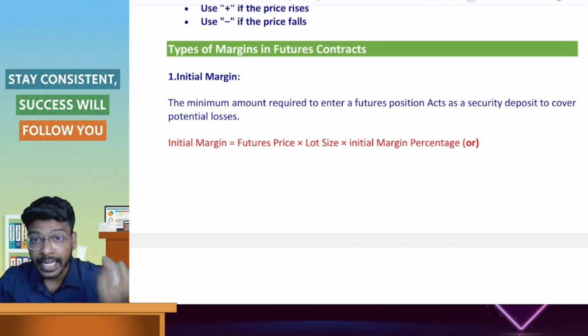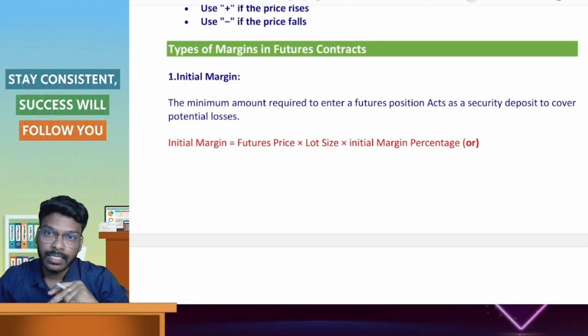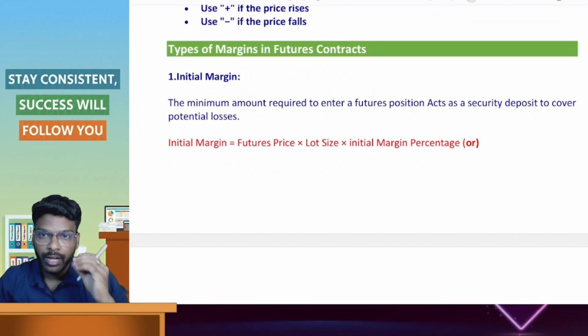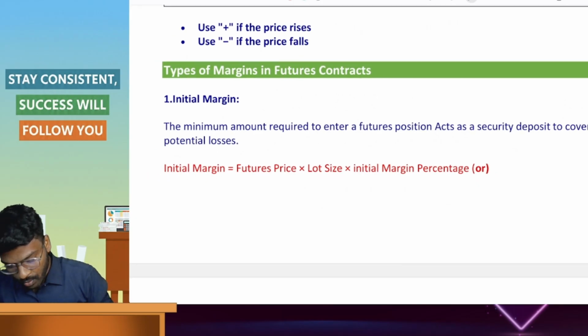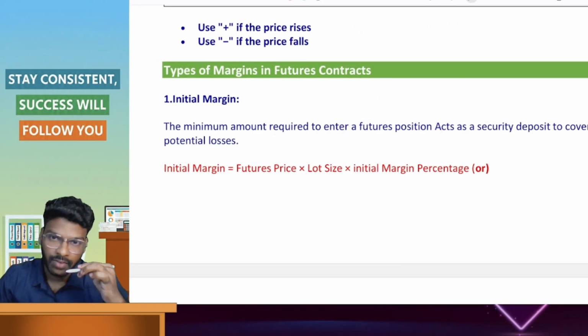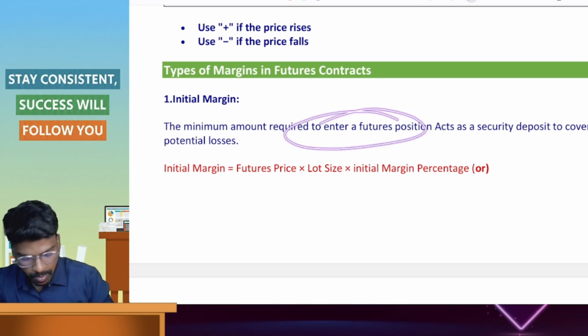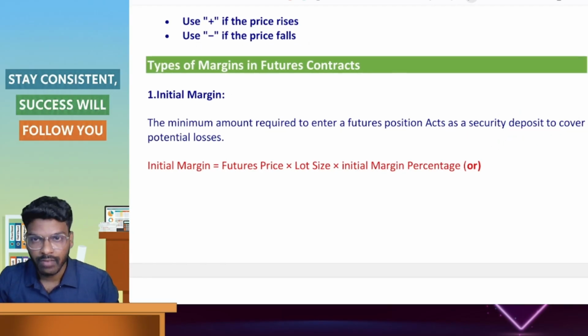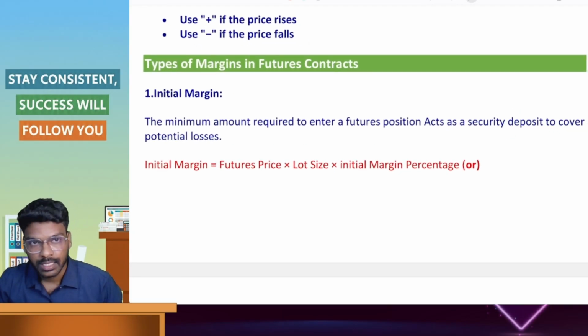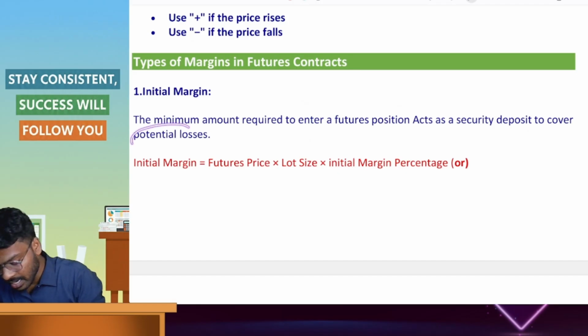To mitigate the loss, exchanges will require initial margin from the investors. Initial margin is the minimum amount required to enter into a futures position, that is, in case of a long position or a short position, a minimum amount has to be deposited. It will be a security deposit for an investor with the exchange to cover potential losses.